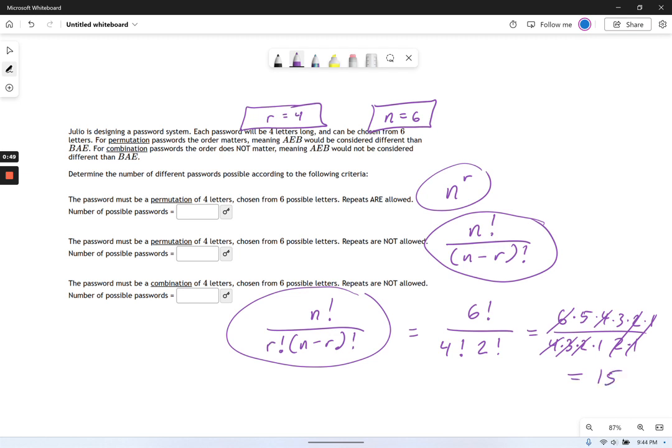And if you want to sit there and count up all the different combinations you can make with the letters A, B, C, D, E, F, not repeating anything and not caring about the order, you will get 15. Okay, this is a really good formula. It could save you a ton of time. I really recommend it.